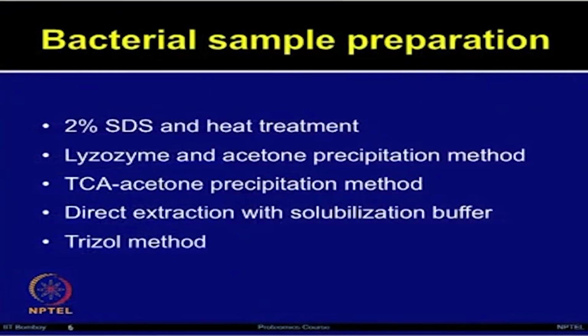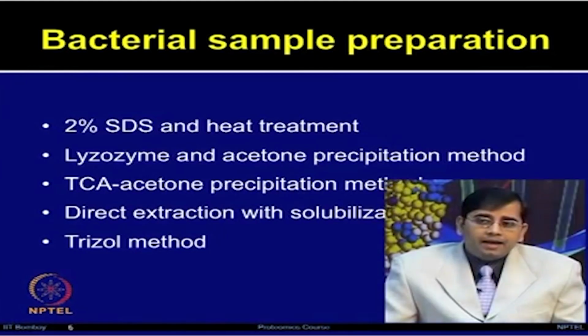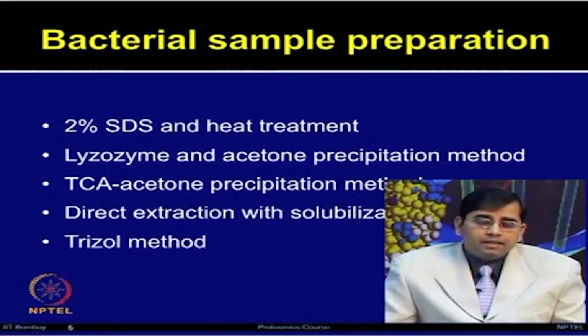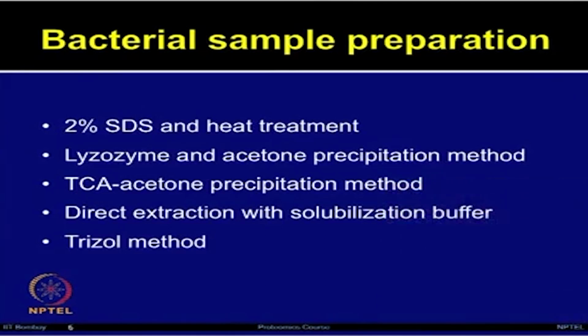So, 2% SDS and heat treatment has been applied for bacterial sample preparation. Similarly, lysozyme and acetone precipitation methods have been used. Trichloroacetic acid and acetone together have been effectively used for precipitation, and direct protein extraction and solubilization in the solubilization buffer. This strategy has also been used, and then the Trizol method has been used for bacterial sample preparation. I will elaborate on the Trizol method.